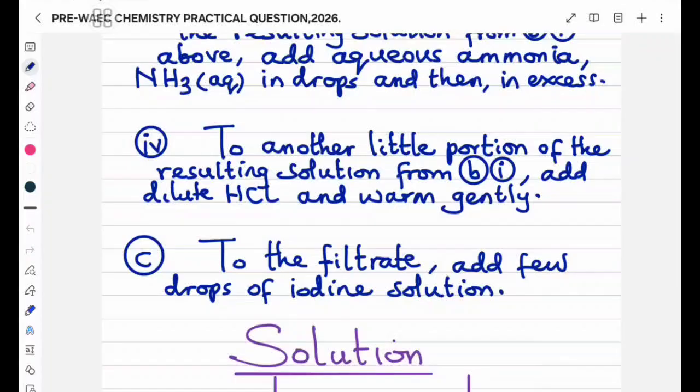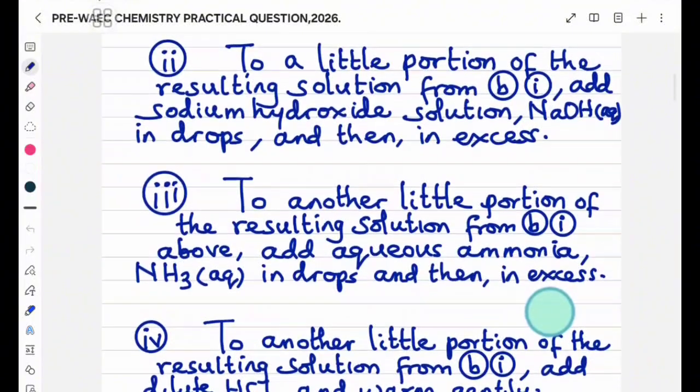We all know that we can predict the test or the inference or the ions to be detected from the reagent used. Iodine solution is a reagent used to test for the presence of starch. When we add iodine solution, if it forms a dark blue coloration or blue-black coloration, we know that there is starch present. And if it doesn't, then it confirms absence of starch. These are the tests that are expected to be carried out on the sample C.